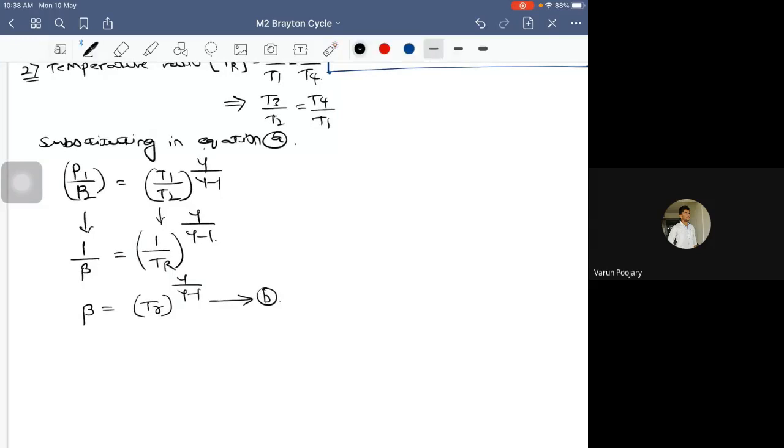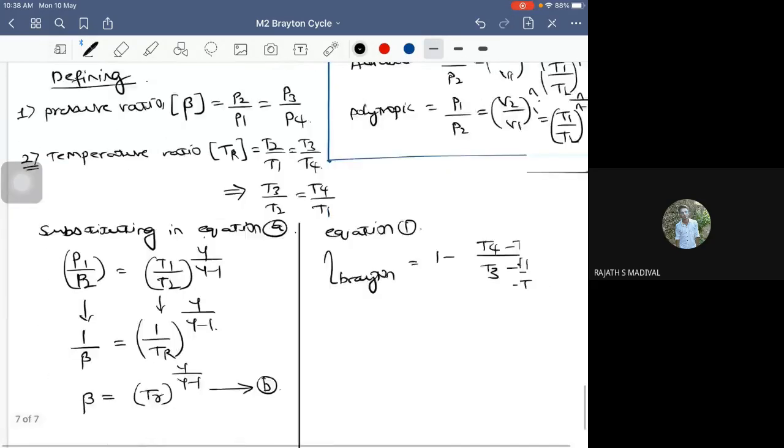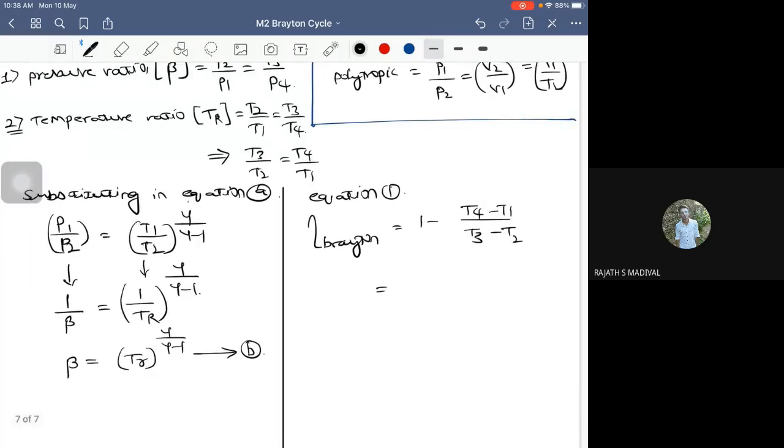Now, take equation number 1. What was the equation number 1, guys? Efficiency of Brayton: 1 minus T4 minus T1 divided by T3 minus T2. Okay. So see the modifications I do now. 1 minus, I would keep the numerator as it is, T4 minus T1, divided by, I would take T2 common: T2 times T3 by T2 minus 1. Correct? Yes or no?